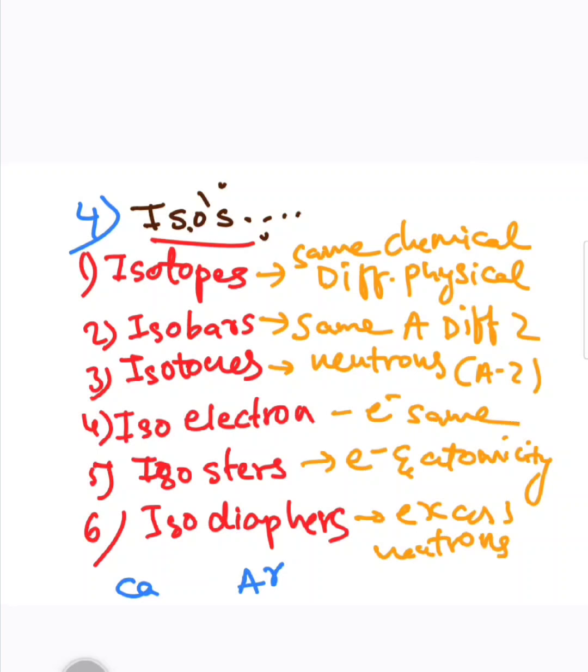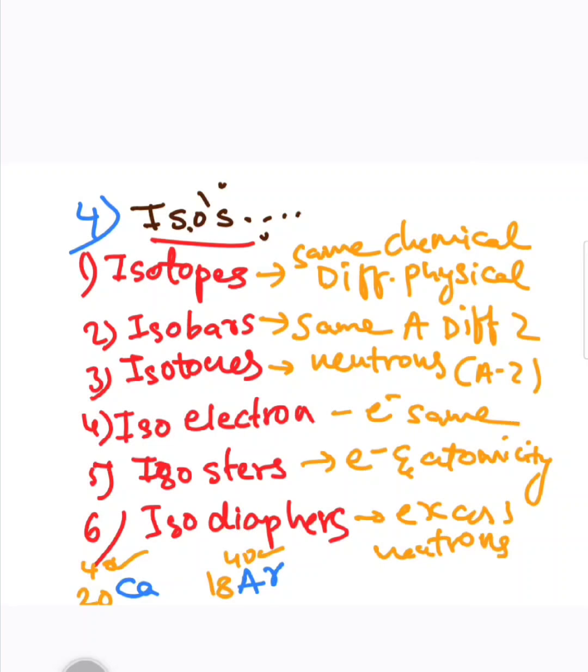What is the atomic number of calcium? It is 20. The atomic number of argon is 18. The mass number of both is 40 only. Calcium-40, argon-40. So what are you observing here? They have the same mass number, which is 40 and 40, but different atomic numbers. This particular case we call isobars.